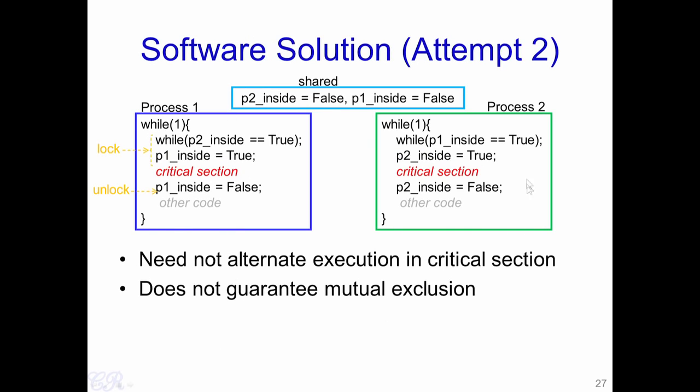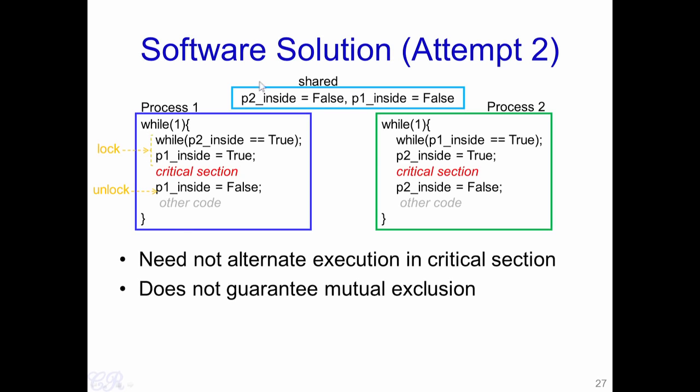So, this is the second attempt. Unlike the previous attempt, we now have 2 flags present. These 2 flags are also shared among the 2 processes. That means that this flag P2 inside can be accessed from both process 1 as well as process 2. However, it is process 2 which actually changes or modifies this flag.